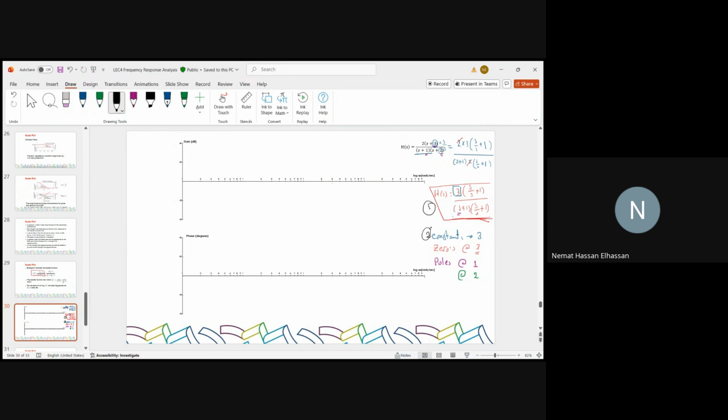So up till this point, are we clear? Are we following? It's very important to understand Bode plots, and it will be assessed in your final exam. So there will be a question asking you to plot a Bode plot. So please follow with me, and if you have a question, now would be a very good time to ask. Is it clear so far? Any question up till this point?